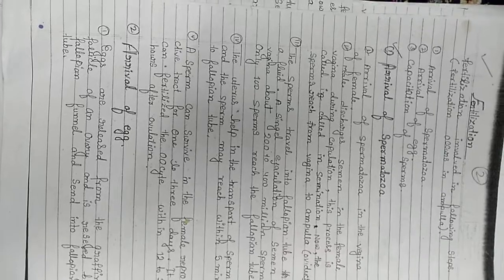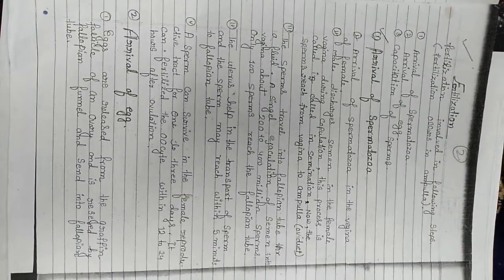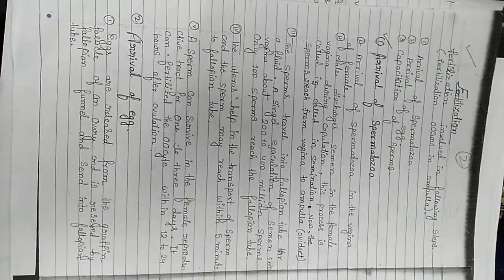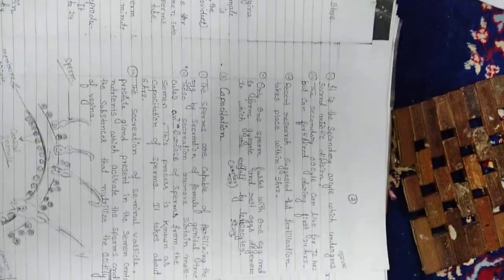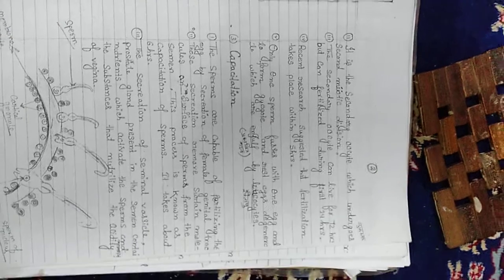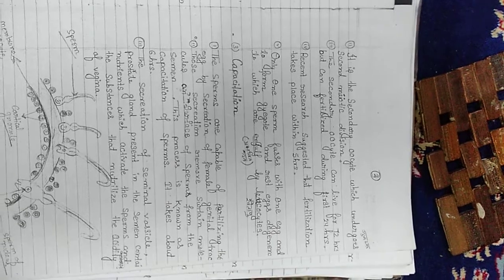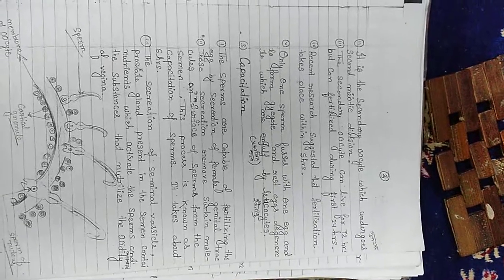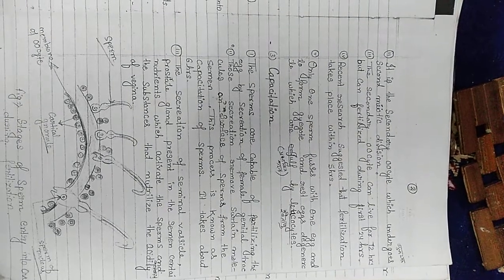Arrival of the egg. Eggs are released from the Graafian follicle into the ovary and are received by the fallopian funnel and sent into the fallopian tube. It is the secondary oocyte which undergoes the second meiotic division. The secondary oocyte can live for 72 hours but can be fertilized during the first 24 hours. Recent research suggests that fertilization takes place within 5 hours.